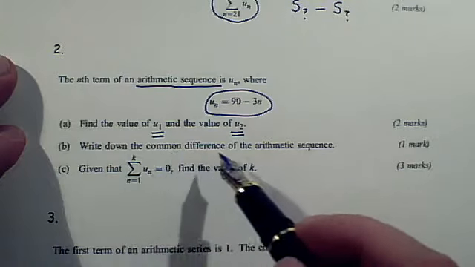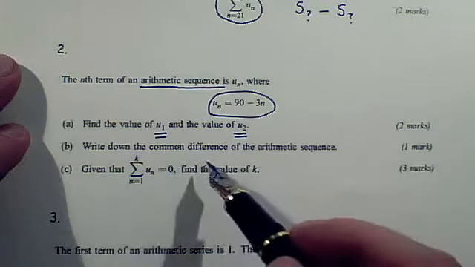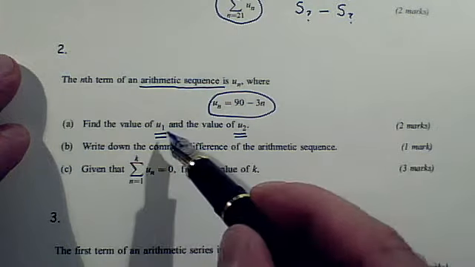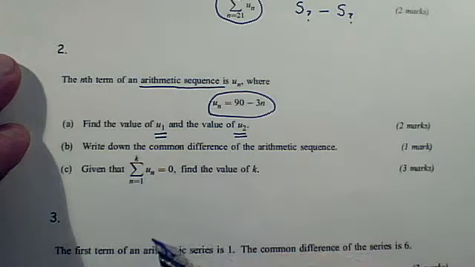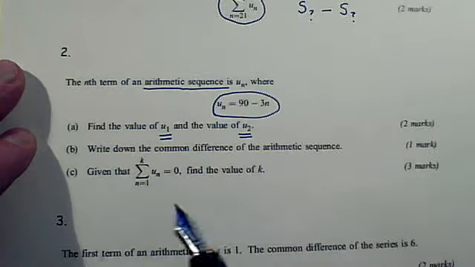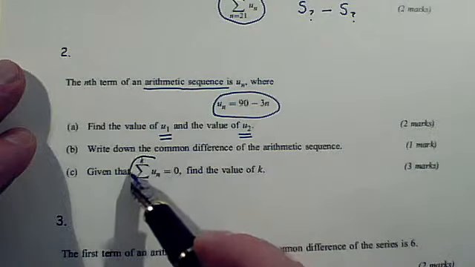Then we've got to get the common difference of the arithmetic sequence. So you need to know what common difference means, which is the difference between successive terms. And since you've already got 2 terms, you should be able to spot what d is without too much trouble. Then finally, it says given that this object here is 0.